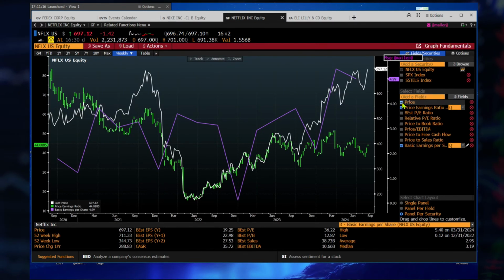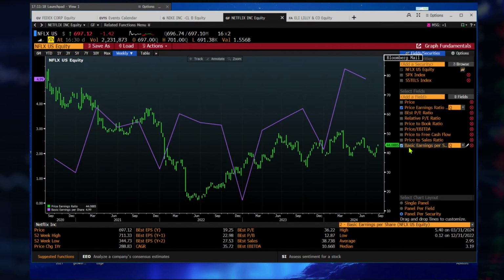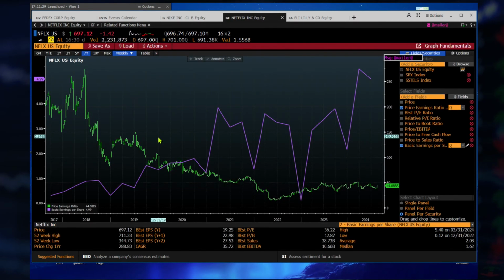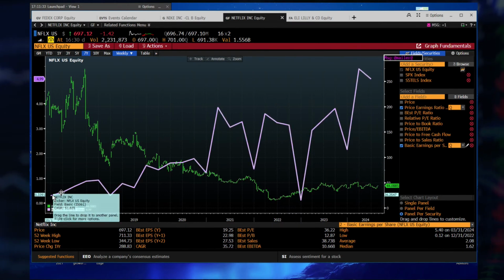And I realize it's a crowded chart, so let me lose the price there. So we've got the PE ratio, that's down here, and we've got earnings in purple, and let's just blow this out a little bit so we can take a look at it over time. This is pretty remarkable earnings growth. And it's a little choppy, but it's pretty remarkable.